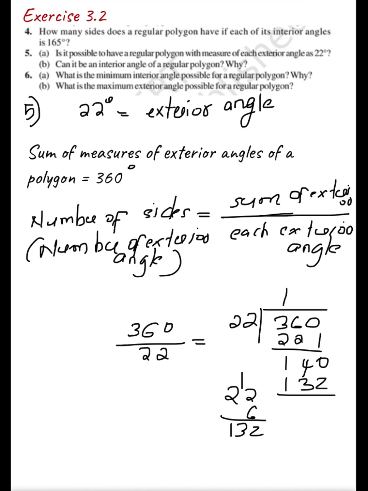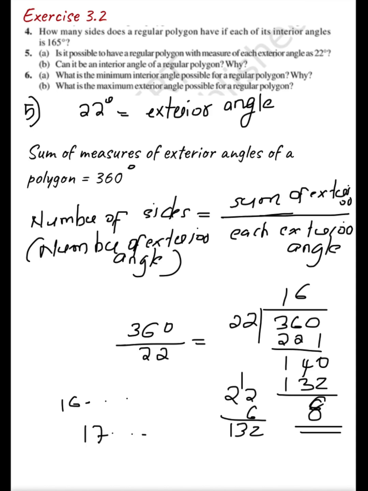Now you will get the remainder as what? 8. You got the remainder as 8. The remainder cannot be 8; the remainder should be 0. Why? Because number of sides means what? It should be a particular whole number. It cannot be some 16 point something or 17 point something. That is not possible. Why?